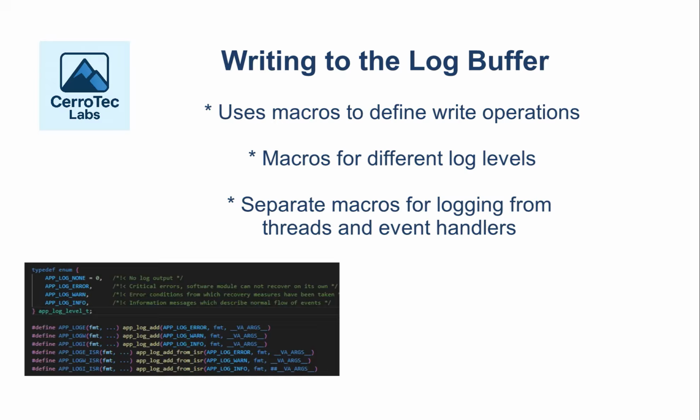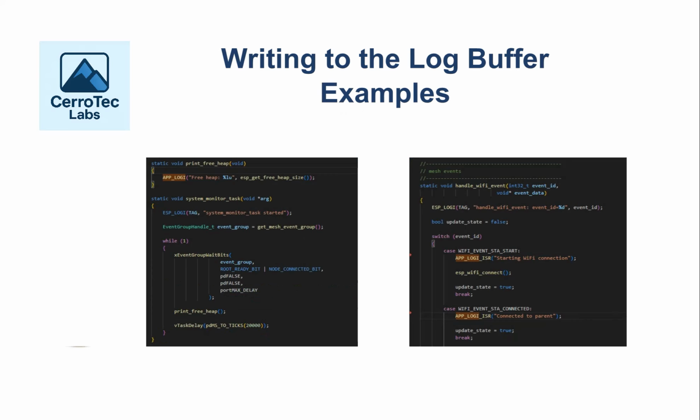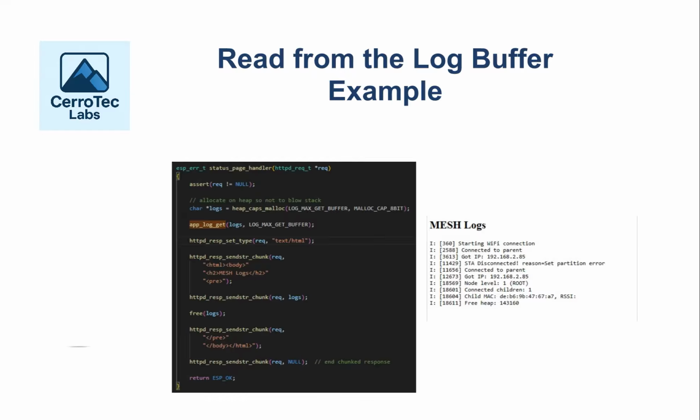In a similar way to logging provided by ESP-IDF, I have defined some macros that can be used to put log messages onto the message queue. The macros define several log error levels. Macros suffixed with ISR are intended to be called from within event handlers. These examples illustrate how the macros are used in a task and event handler. This code snippet illustrates how to read log entries from within an event handler returning HTML to a browser. In this example, the log entries read are displayed as a table in the browser.